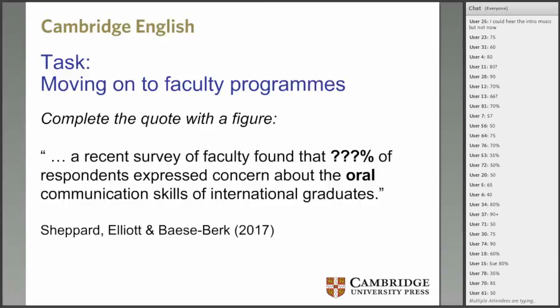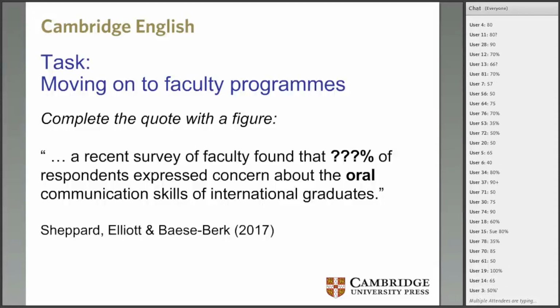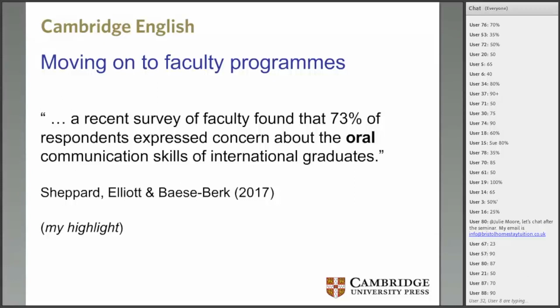Okay, quite a range of scores. Okay, so some quite high, up as high as 90%. Okay, and one quite low, 25%. All right, there are quite a few who are kind of between, say, 70 and 80%. So this was what they found with the lecturers and tutors and academic staff that they spoke to. 73% of them expressed concern about the oral communication skills of international graduates. So that's quite interesting because it's quite high.